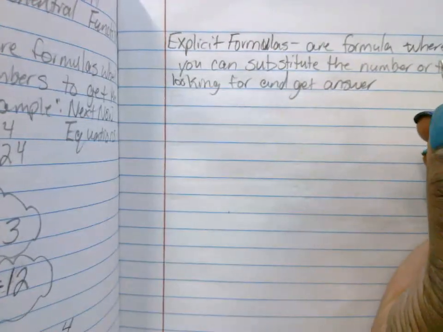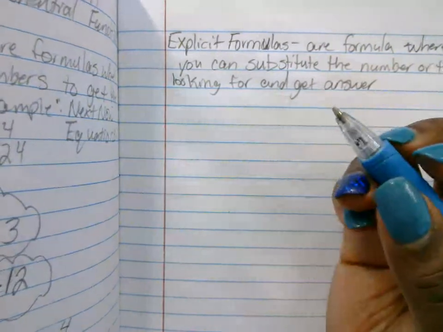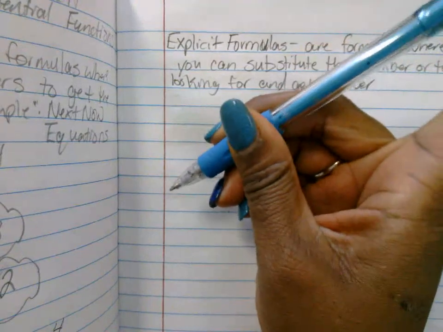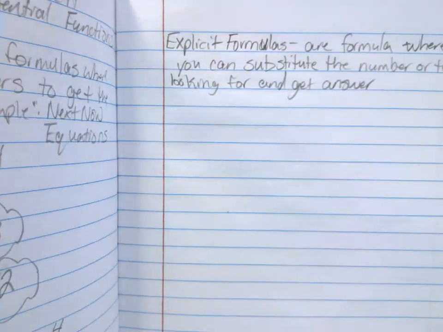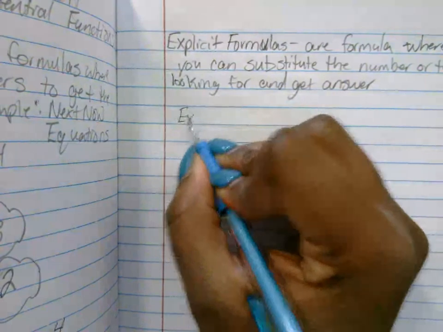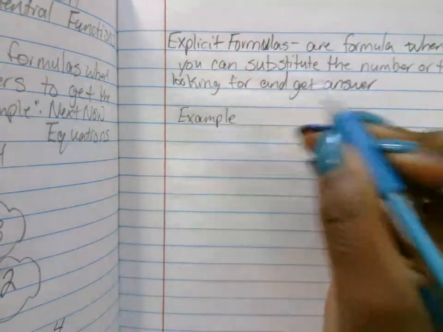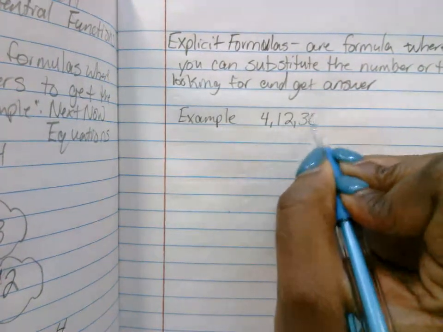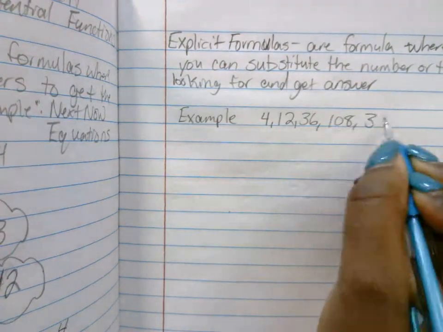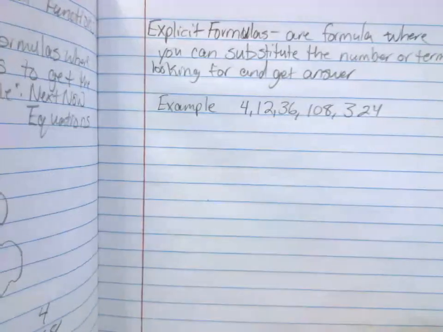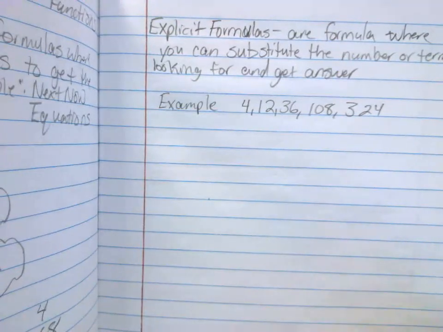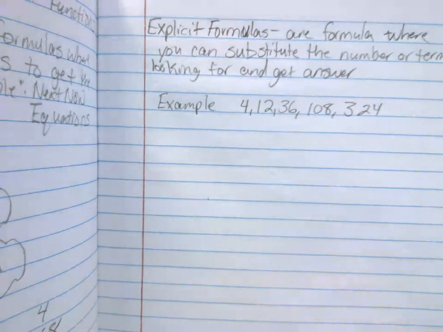All right, let's do it, y'all. Okay, so with explicit, let's use this example. Let's go back to the other table that we had. There we go. All right, so we have 4, 12, 36, 108, and 324. We go back to the same example that we used earlier, okay? We're not writing recursive this time. We're going to do explicit, okay?